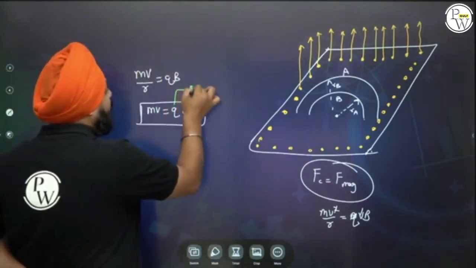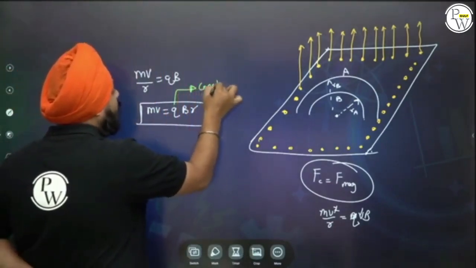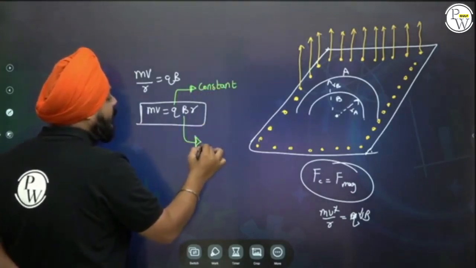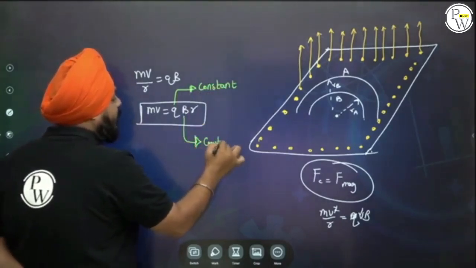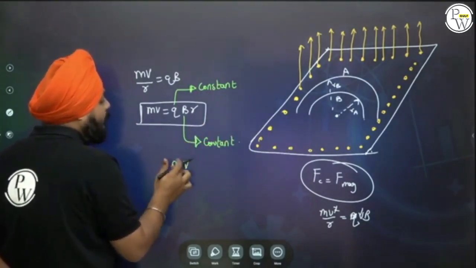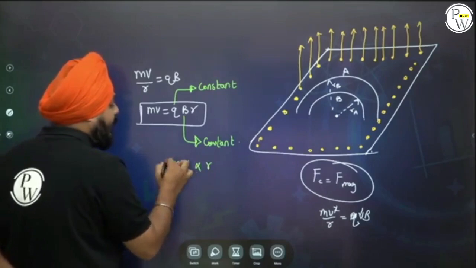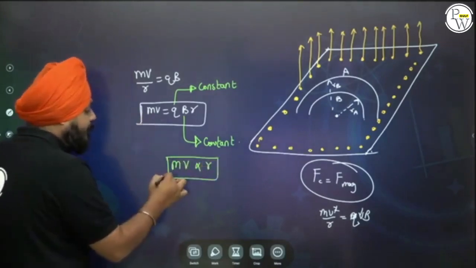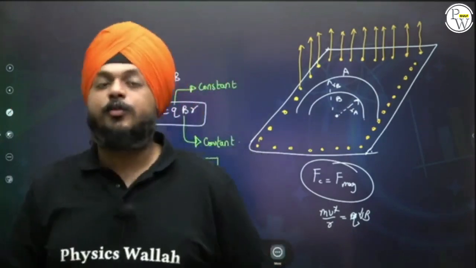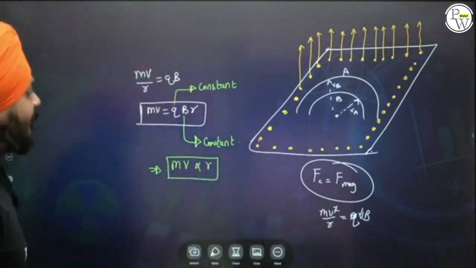The charge of the particle is a constant value, right? The magnetic field of the surrounding area is also a constant value. So it means that the product of the mass and the velocity of the particle is directly proportional to its radius.